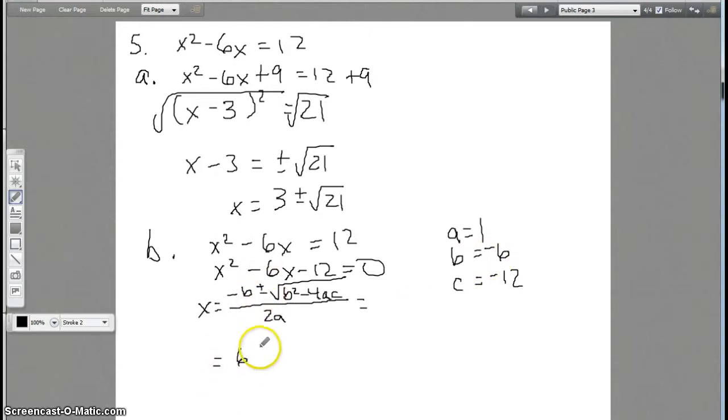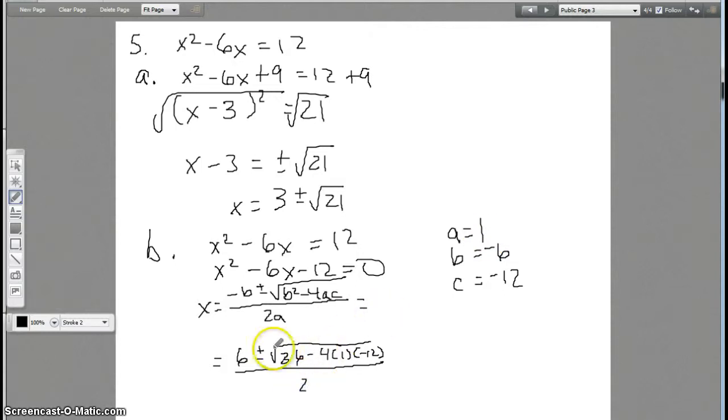Then we write our plus or minus, and then our square root symbol, b squared. Well, our b is negative 6. When we square negative 6, we get a positive 36. Then we have a minus 4 times a times c. So we'll copy our 4. Our a is 1, and then our c is negative 12. And all of that is over 2a. Since our a is 1, the double of that is just a 2.